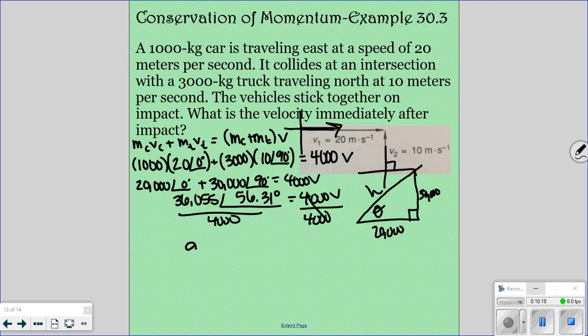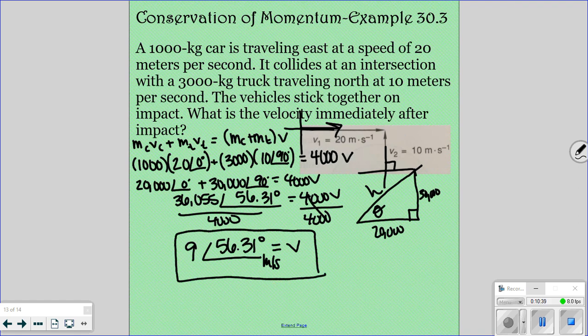And we only have 1 sig fig on all of these, so it's 9.01, but just 9 is 1 sig fig, and then 56.31 degrees is our velocity. And the units on velocity is meters per second. And so that would be your answer for that one.